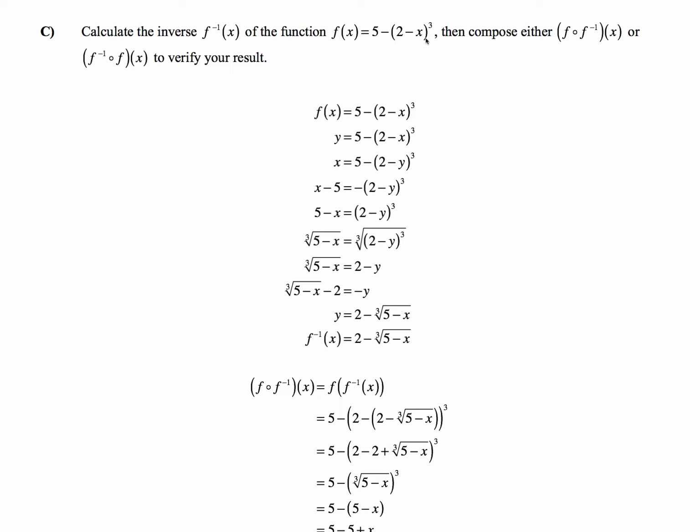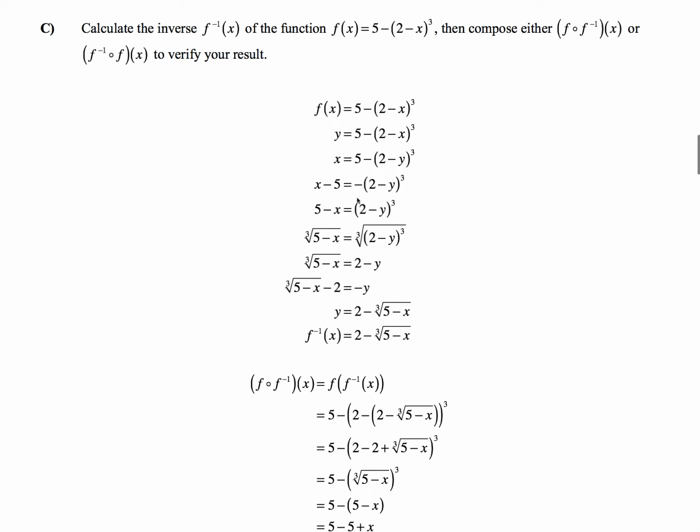So remember your steps for calculating an inverse. You first write the equation f of x equals the function, and then you put y in for f of x. Then you swap the x and the y, so that instead of being y, this is x, and instead of being x, this is y. Then you solve for y. I subtracted 5 from both sides of the equation, and then I multiplied both sides of the equation by -1. It's not really necessary, but I thought it would be neater and tidier.